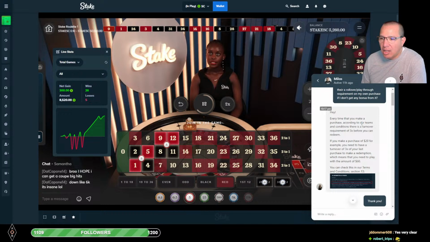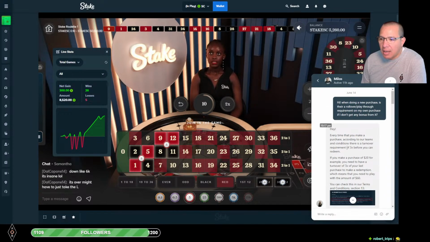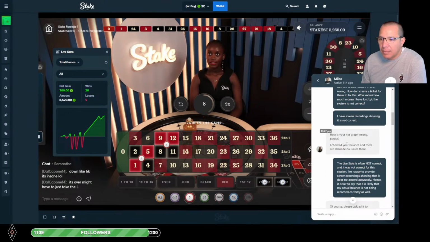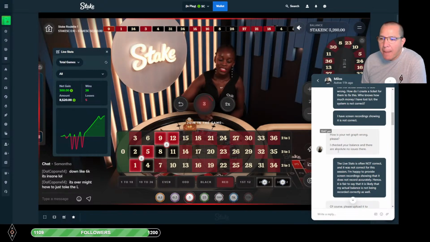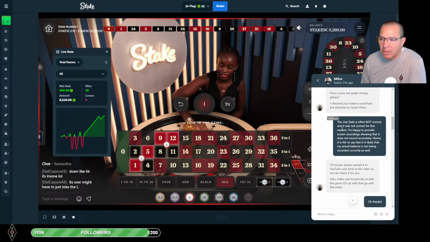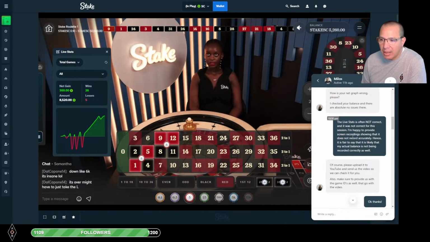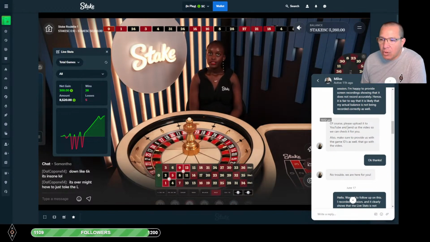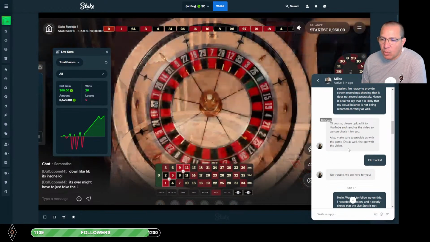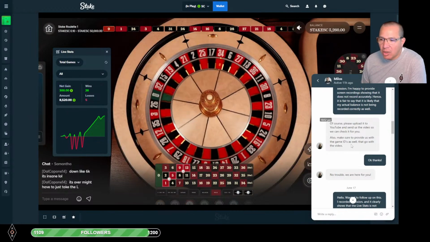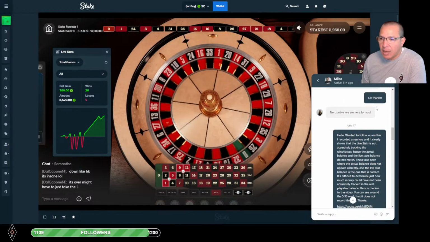And they're telling me, how is your net graph wrong, please? I checked your balance and there are absolutely no issues there. And I'm telling them the live stats is often not correct. Of course, please upload it to YouTube and send us a video so we can check it for you. Also, making sure to provide the game ID. Blah, blah, blah, blah. Okay, no problem.